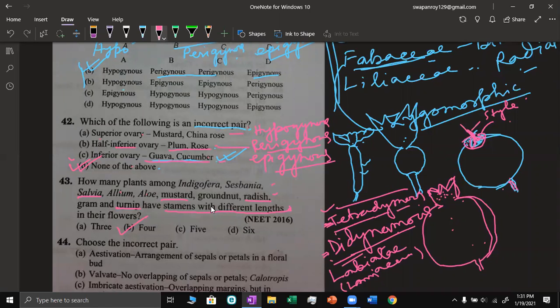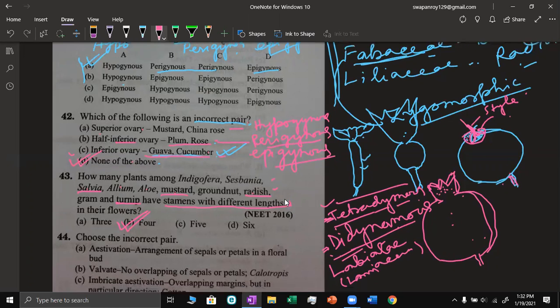Actually, if you see, in case of groundnut, Sesbania, Indigofera, and gram, they are also in the family Papilionaceae, and in the family Papilionaceae, all the stamens are not equal, gradually becoming smaller and shorter. So there is a little bit of confusion in this question, but here the options are not many. The option is four. So here mustard, radish, turnip, and Salvia, these four will be the answer.